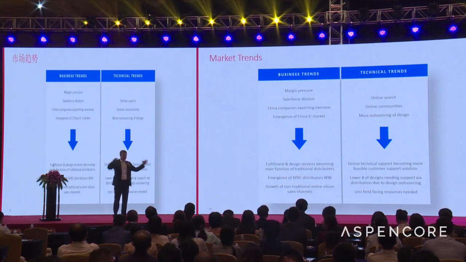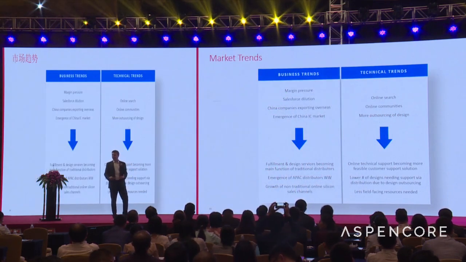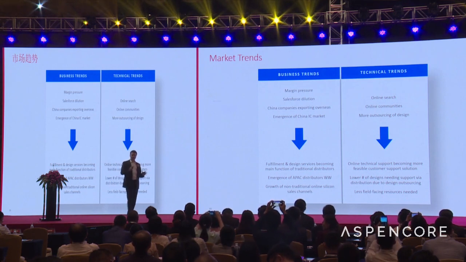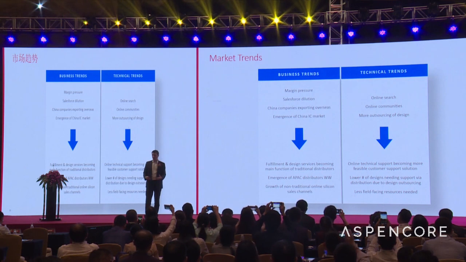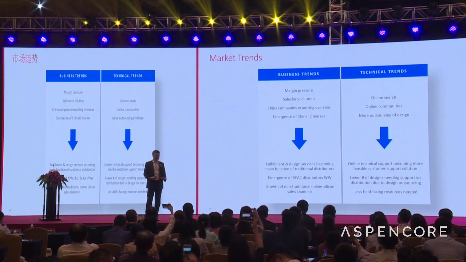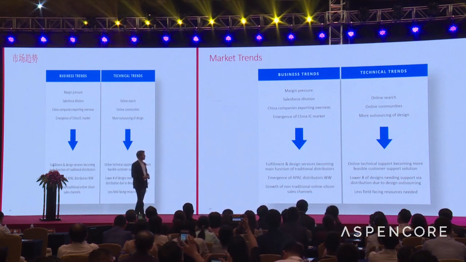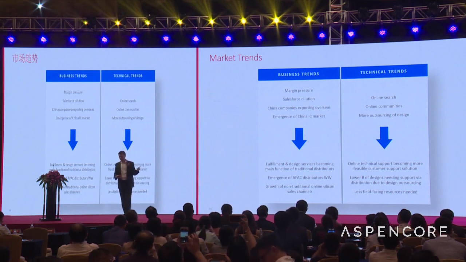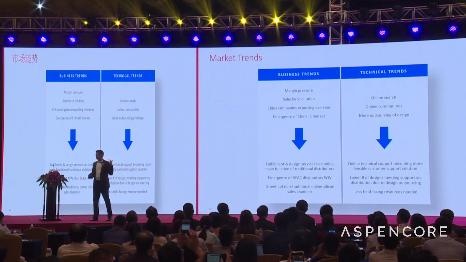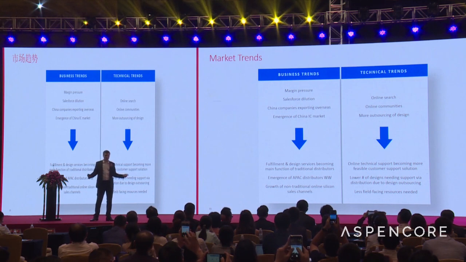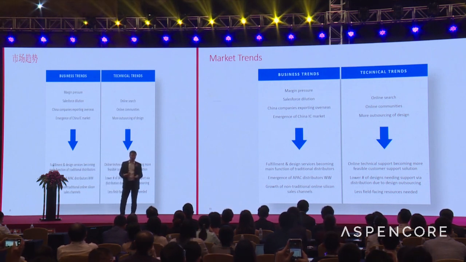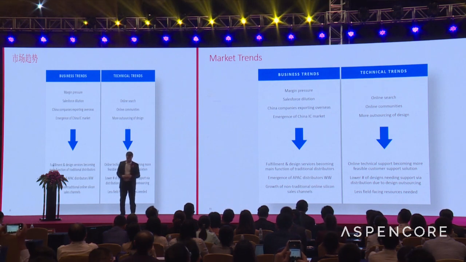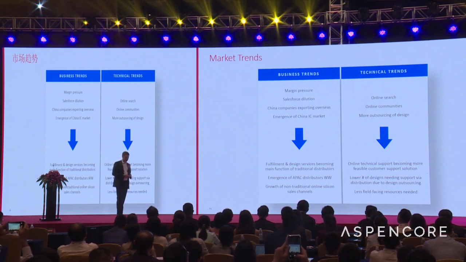So to try to tie everything together that I've just been talking about, because there's been a lot of different directions, if you really summate it and pull it into one big market trend, you have the business trends and the technical trends. You have margin pressure. You have sales force dilution, becoming less technical, less capable to support the customers. You have Chinese companies exporting overseas. And you have the emergence of IC markets.